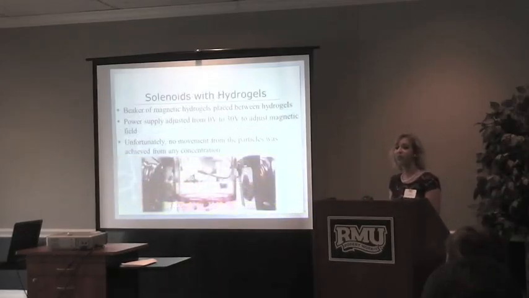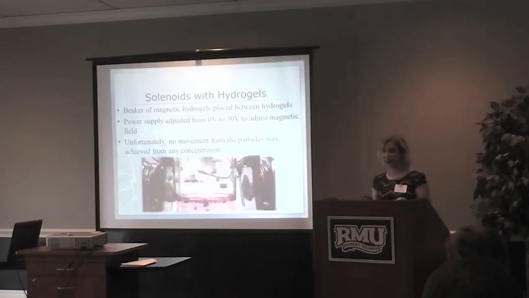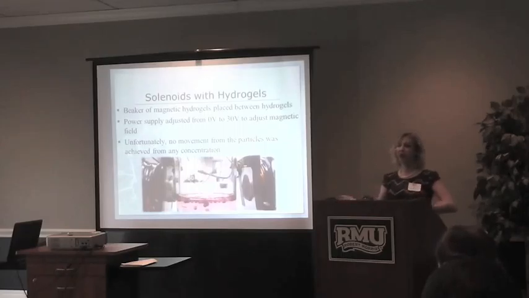So the next part of this study was to combine these two components together. A beaker of the hydrogels was placed in between the two solenoids that are again 3 inches apart. The power supply was then adjusted from 0 volts all the way up to 30 to see what would be the best to make movements in these hydrogels and control them. Unfortunately, there were no movements from any of the particles, from any of the concentrations, any of the magnetic field levels. So a new direction had to be taken.